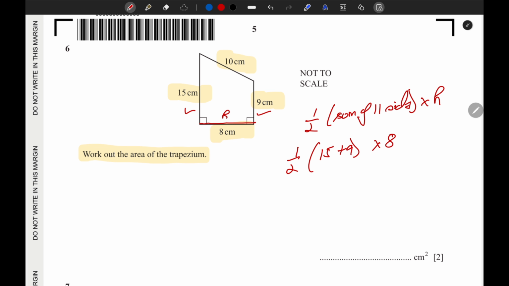Now we know that 15 plus 9 is actually 24. So this is half into 24 into 8, and this goes 12. So what is 12 into 8? 12 times 8, we know the table of 12, that is 96. So this is 96 centimeters square.